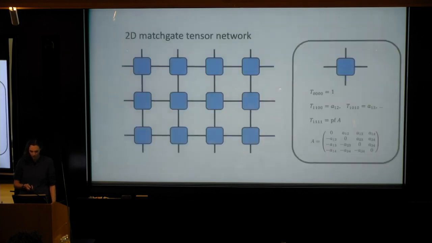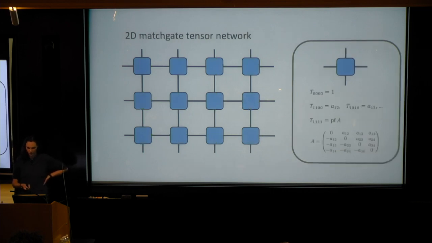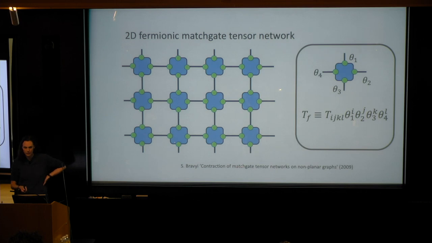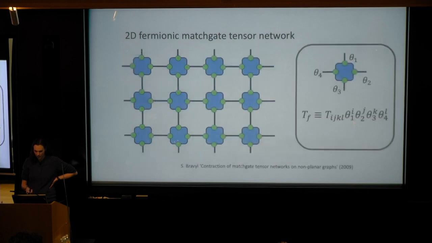Okay, so indeed, there is a connection to free fermions. What you can show, or what has been shown by Bravyi, is that it makes a lot of sense to define a fermionic tensor from a given matchgate tensor by associating fermionic modes to the individual indices in the way shown here. So for each index, you add a Grassmann variable, and the index taking value 0 or 1 is identified with the fermionic mode being occupied or being unoccupied.